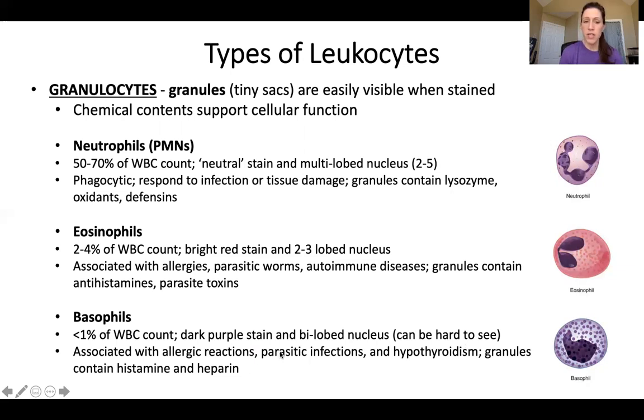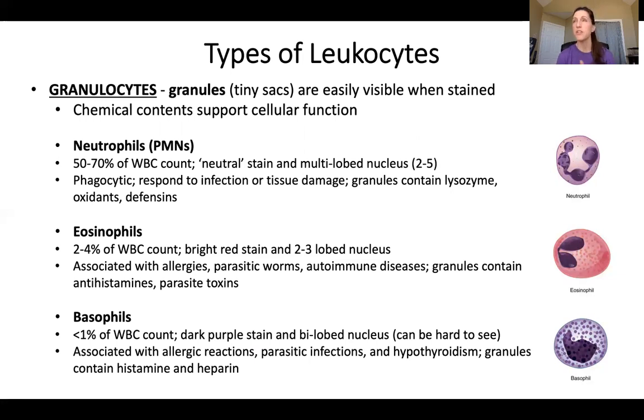Basophils are also associated with allergic reactions and parasitic infections. Hypothyroidism is also an indication when you see basophil involvement. But interestingly, their granules contain histamine as opposed to antihistamine. So basophils are going to actually use those histamine chemicals to trigger inflammation, whereas eosinophils have antihistamines which fight inflammation. So they sound kind of similar, but they do different things with the chemicals inside of their granules.